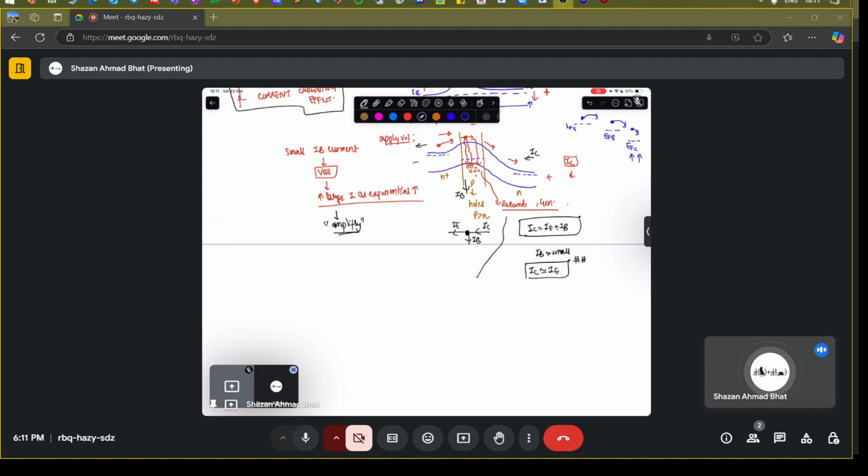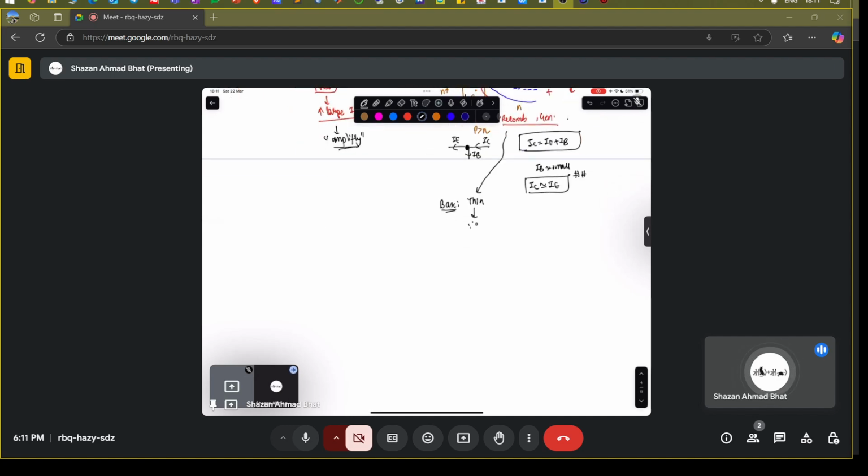The limitation on this base region is that it should be thin. Why should it be thin? It should be thin to avoid recombinations and other things. There are other effects also. It's also related to the base resistance. We will talk about it later.